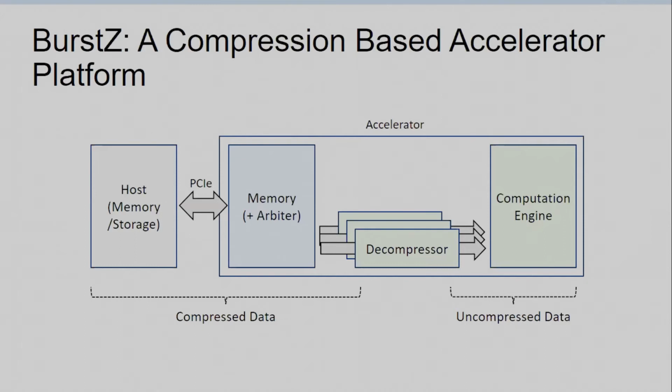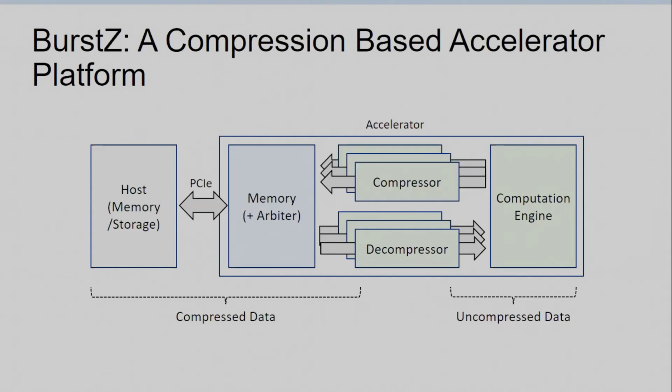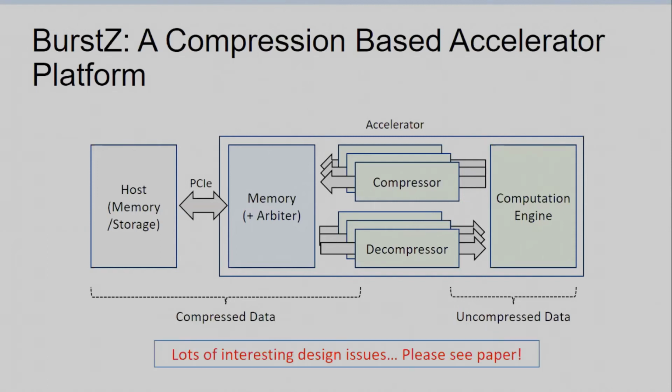Once the results of the computation engine are flowing out, they first go into multiple compressors. The compressors are responsible for compressing them and then sending them back to the onboard memory again. Since our compressor and decompressor can work at a very high speed, there will be no bottleneck here. Actually, there are lots of interesting design issues here. Please see the paper for more details.